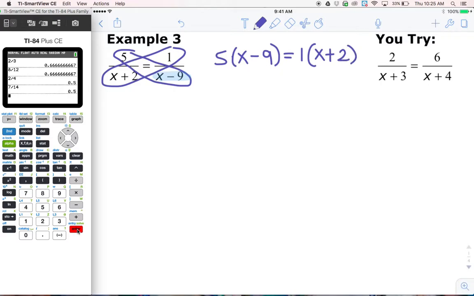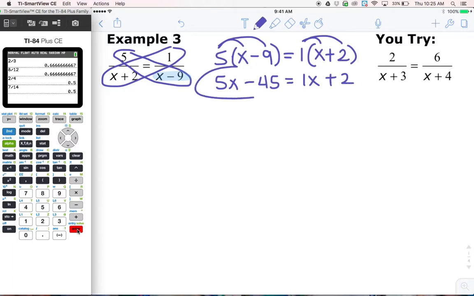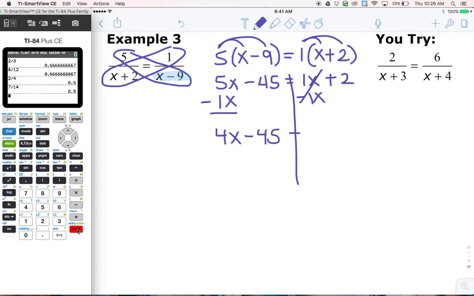Here we go. Start solving now. Well, 5 times x is 5x, and 5 times negative 9 is negative 45. And this is equal to 1 times x, which is 1x, or just x. And 1 times 2 is a positive 2. Let's go ahead. We can't simplify. Nothing can be done on the left or the right side to simplify. So we're going to start manipulating both sides of the equation here. I'm going to subtract 1x from the right side so I can cross it off over there. But now I've got to subtract 1x on the left side. So I've got 4x minus 45 is equal to 2.